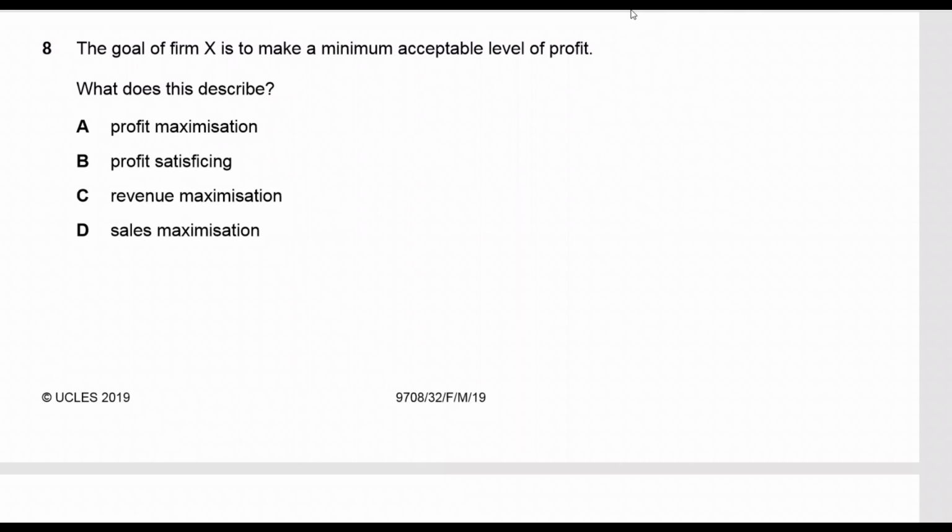Question number 8 says, the goal of firm X is to make minimum acceptable level of profit. What does this describe? This is definitely option B, profit satisficing. When firm wants to achieve at least minimum level of profit which is accepted or which keeps all stakeholders satisfied is satisficing profit. So B option is correct.